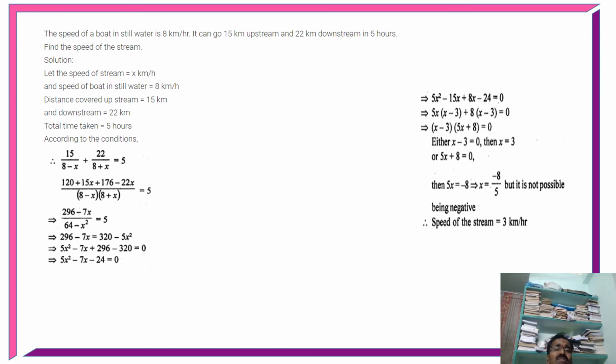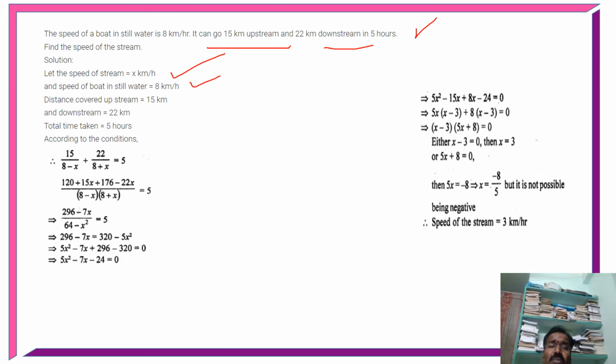The speed of a boat in still water is 8 km per hour. It can go 15 km upstream. Upstream means the speed will decrease, students. Downstream means the speed will increase. That is why 15 km upstream and 22 km downstream take a total of 5 hours. Find the speed of the stream. Let us take the speed of the stream as unknown, x km per hour.